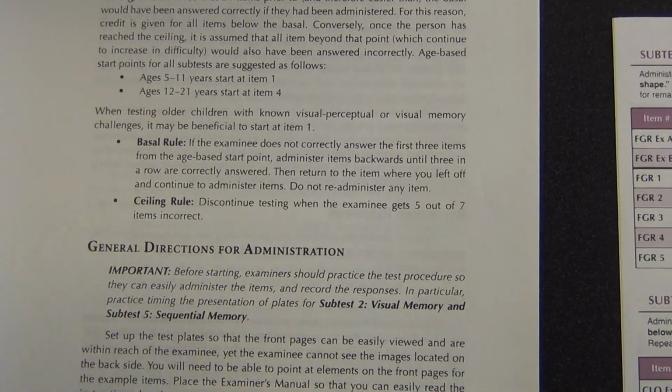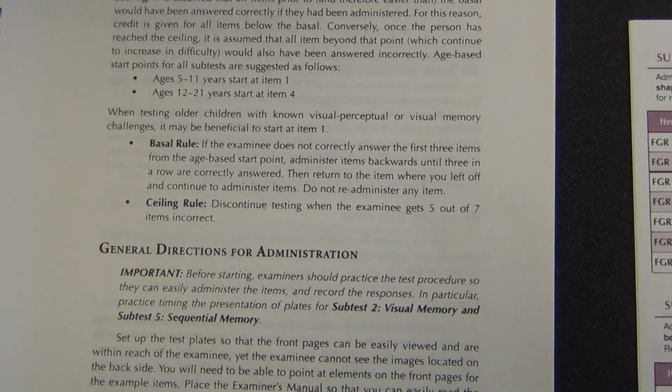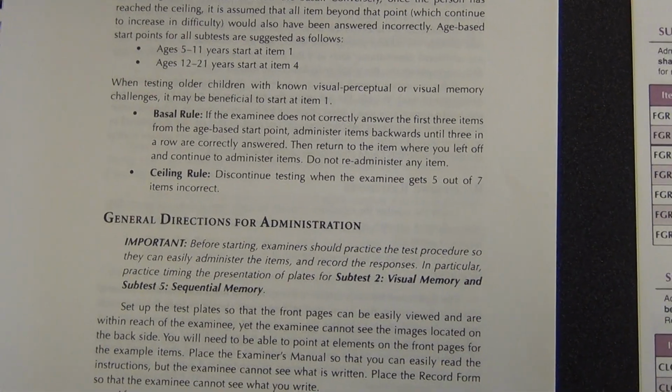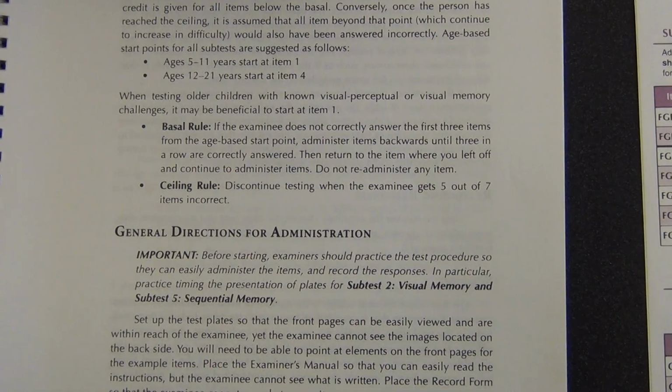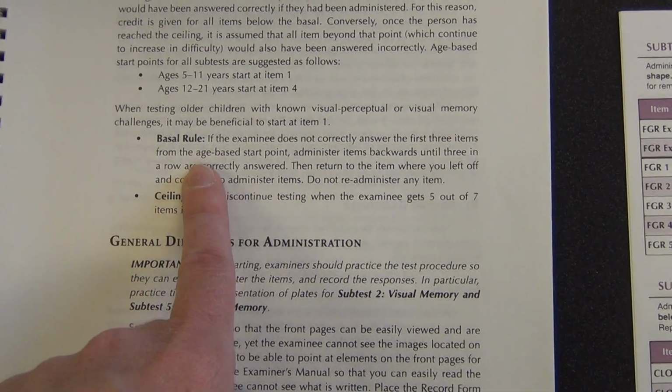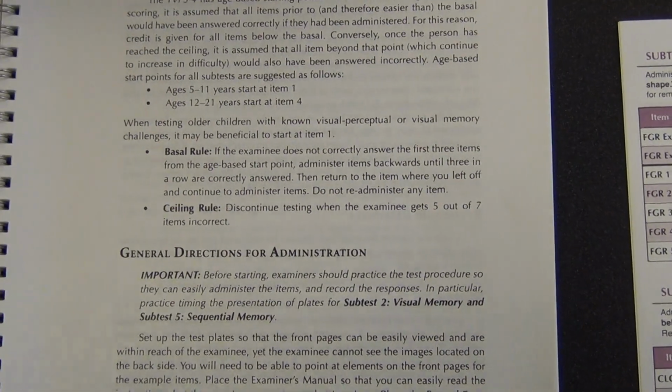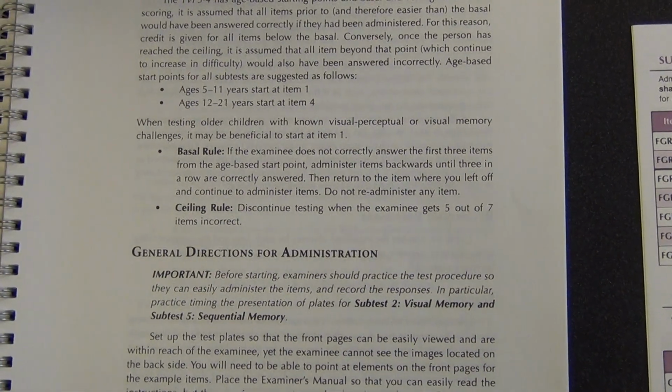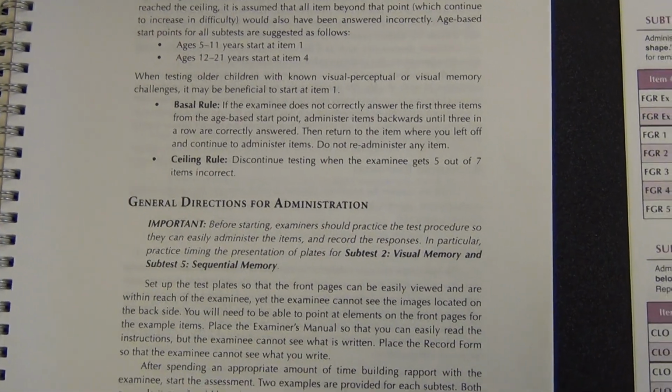For each of the subtests, the items get progressively harder. So if they get 4, 5, and 6 correct, you can assume that they would have gotten 1, 2, and 3 correct. If they get them wrong, you're going to go back and do those first 3 items and then pick up where you left off. You're not going to redo 4, 5, and 6. You'll start off at 7.